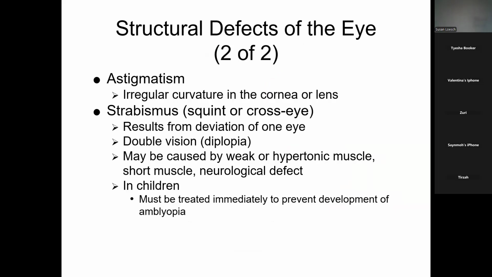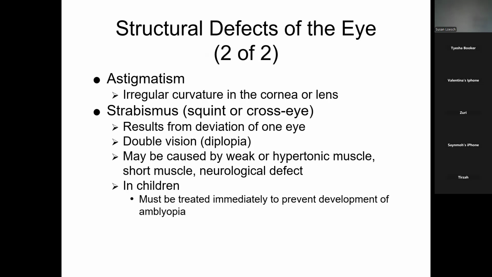Strabismus is when we squint or we're cross-eyed, and that can cause double vision. It can be caused by a weak or hypertonic muscle, a short muscle, or a neurological defect. Strabismus is considered misalignment of the eye. Typically, one eye goes in a different direction than the other. Remember, those 6 muscles work together to control the movement and to keep the eyes going in the same direction. If you have strabismus, the muscles will have a problem controlling that eye movement, and they won't be able to maintain the normal eye position.